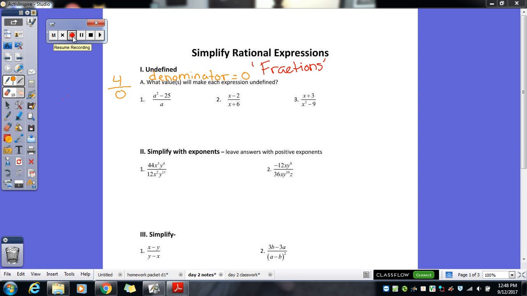Okay, so when we are trying to find what makes the fraction undefined, because we're going to have to do that a lot, all you have to do is take your denominator, so in this case a, and you set it equal to 0. So that one's pretty easy. If a equals 0, your fraction is undefined. So let's try the next one. Again, take our denominator, set it equal to 0, so x plus 6 equals 0. Now all we have to do is solve for x by subtracting our 6. So when x is a negative 6, your fraction is undefined.